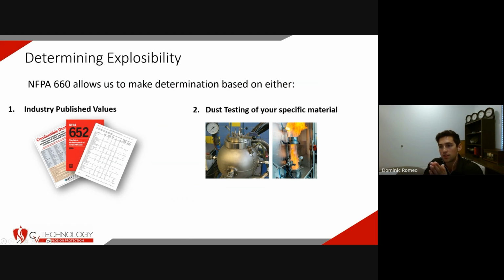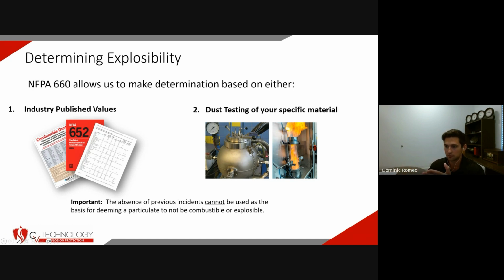And NFPA allows us to make a determination on how we want to test our materials or determine what your explosibility values are. The first step would be industry published values. So NFPA, and there's multiple other sources, have published data on common materials. So think sugar, flour, wood. Most common materials have a published value, or you can take the step of dust testing of your specific material.